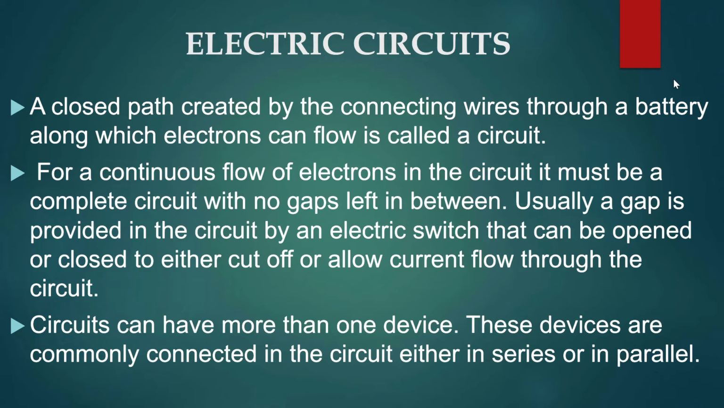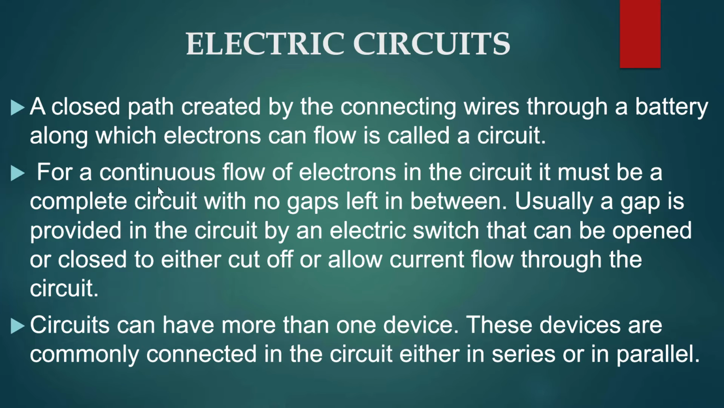Electric circuits. What are electric circuits? A closed path created by connecting wires through a battery, along which electrons can flow, is called a circuit. At the beginning of this chapter, you all had seen a circuit containing conducting wires, that is your copper wires, a battery, a cell, and a switch.